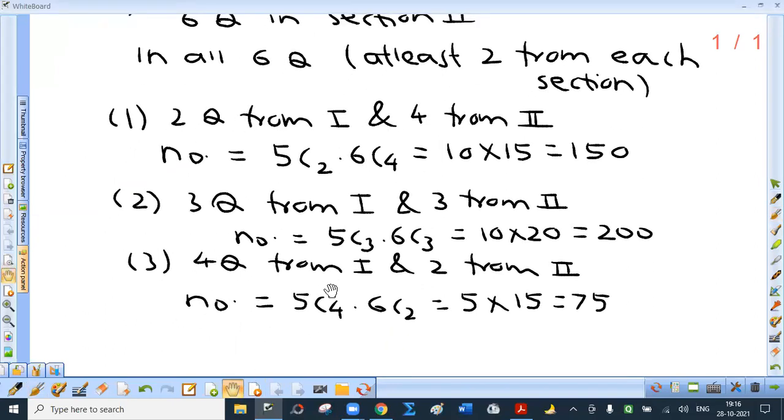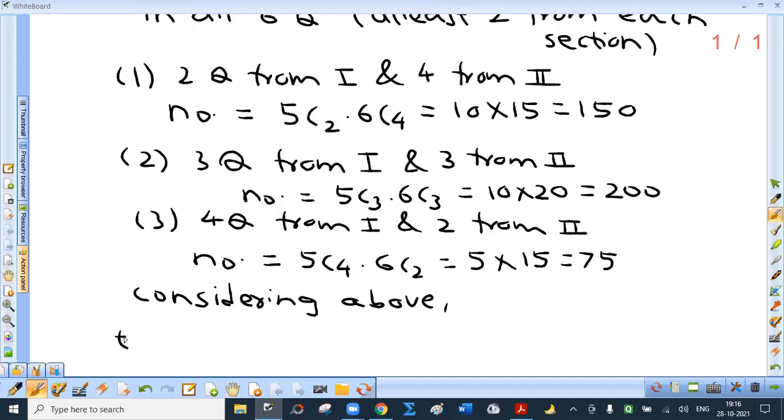Now considering above, what is total number of ways? Considering above, total number of ways equal to 150 plus 200 plus 75, that is 425.